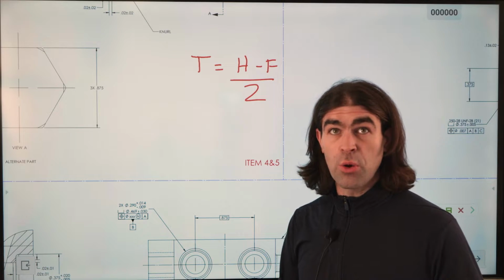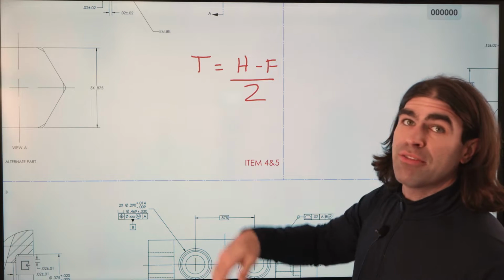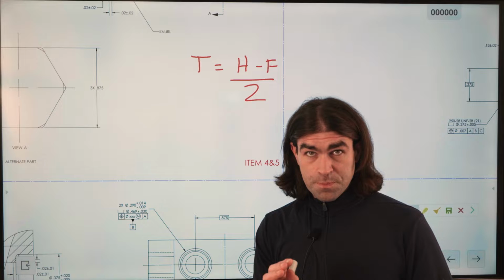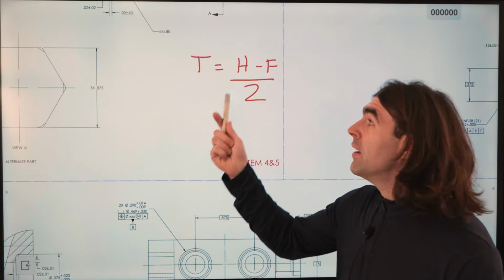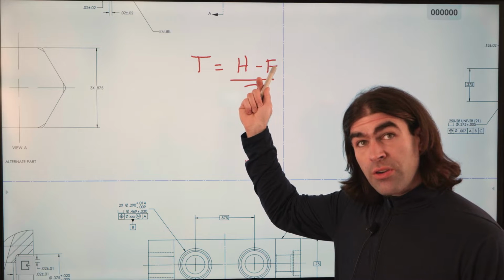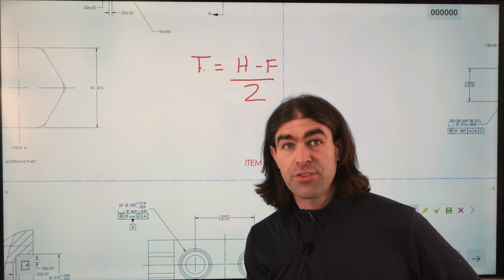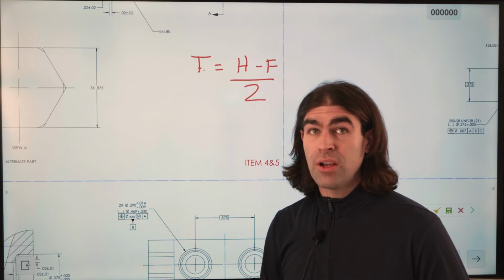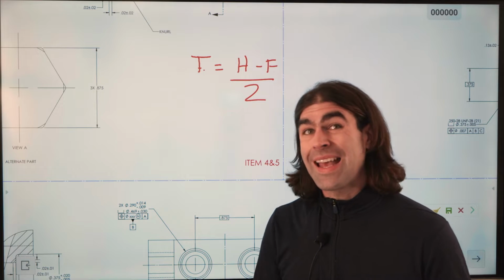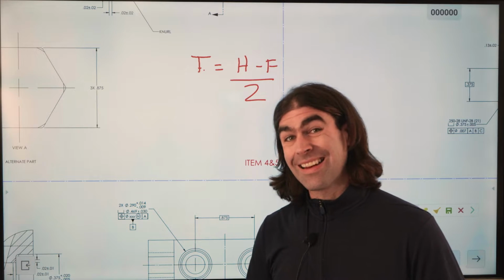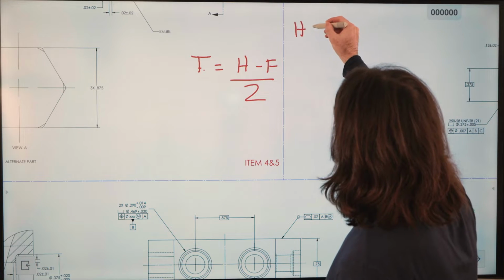If they were both clearance holes, it would just be T equals H minus F. Now, if this looks familiar, it's because it's a similar formula to finding clearance, right? If the hole is larger than the fastener, you get a positive number here. If the hole is smaller than the fastener, you get a negative number. Positive number is clearance, negative number is interference. In this case, we gotta have clearance or else the part's not gonna go together.